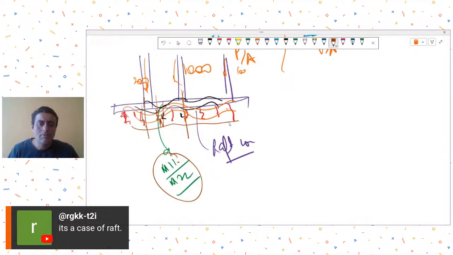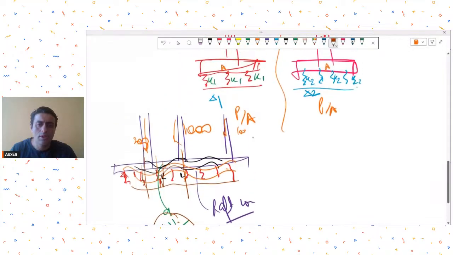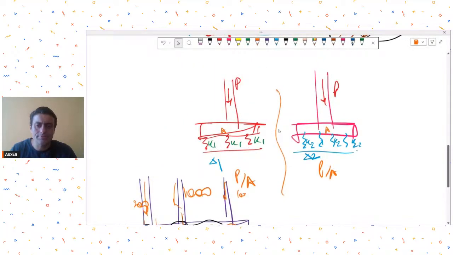So in this raft-like situation, base pressure may show some variations because of the non-uniform settlements that you might get due to different K values, but the more affected values would be the moments and shears in the raft. And in the isolated footing, you will see no change. It will be almost similar. Whatever K value you put, it will only be the settlement that changes.